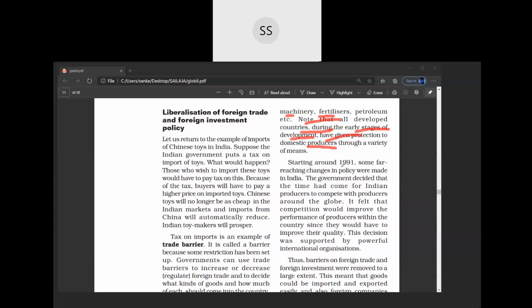Starting around 1991, some policies were changed in India. The government decided the time had come for Indian producers to compete with producers around the globe. This I told you, that after 1990, the government realized that our producers are now strong.